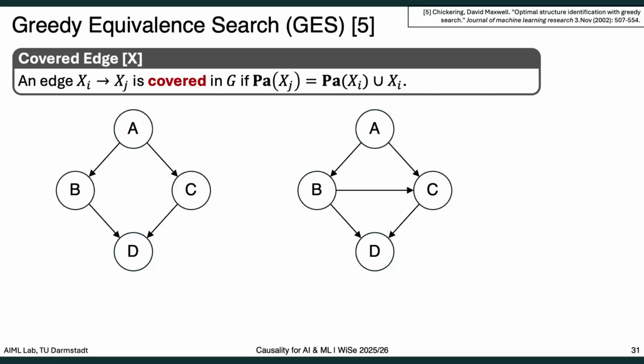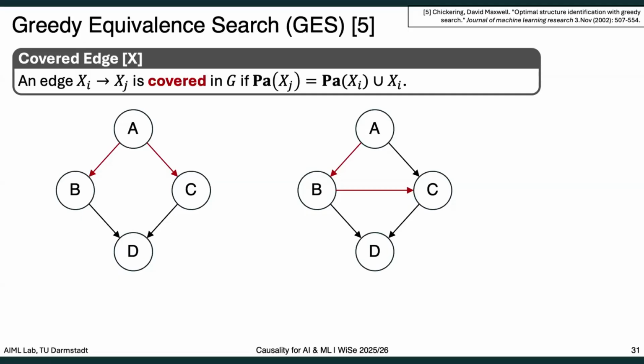All right. So the algorithm I'm going to be talking about for the score-based category is called greedy equivalence search. For this, you need some fundamentals, starting with the covered edge. An edge is covered if and only if the parent set of the effect variable is the same as the parent set of the parent variable, plus that parent variable itself. So in that case, for the left graph, the edge AB and the edge AC would be covered, and the edge AB and the edge BC would be covered on the right graph.